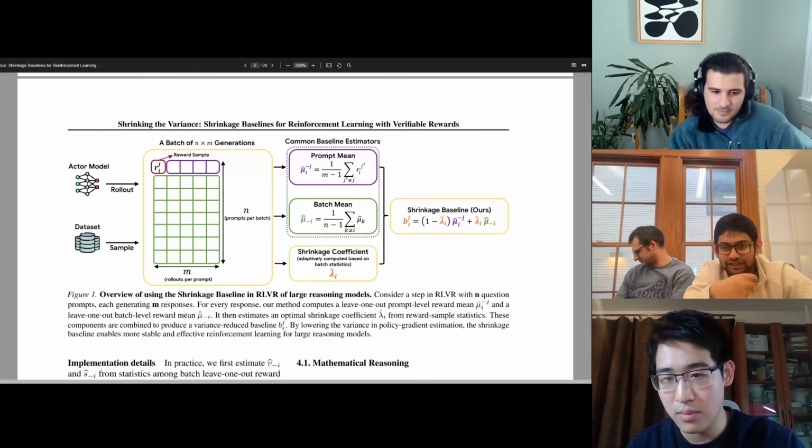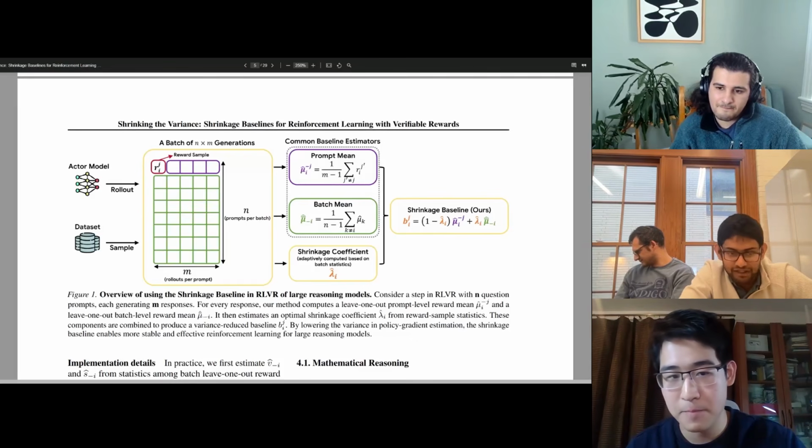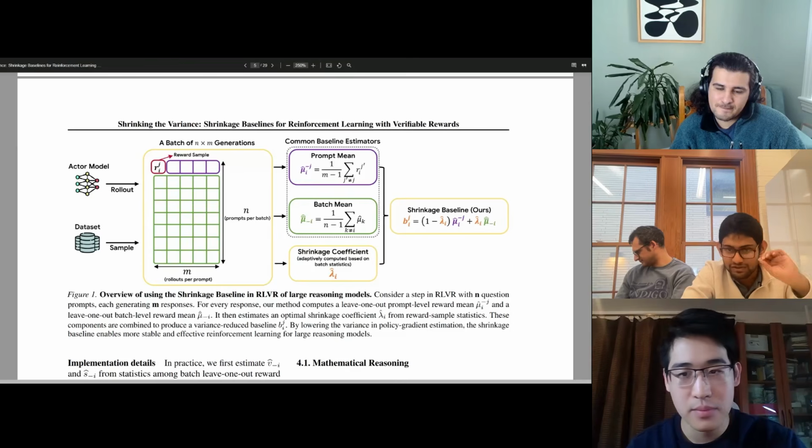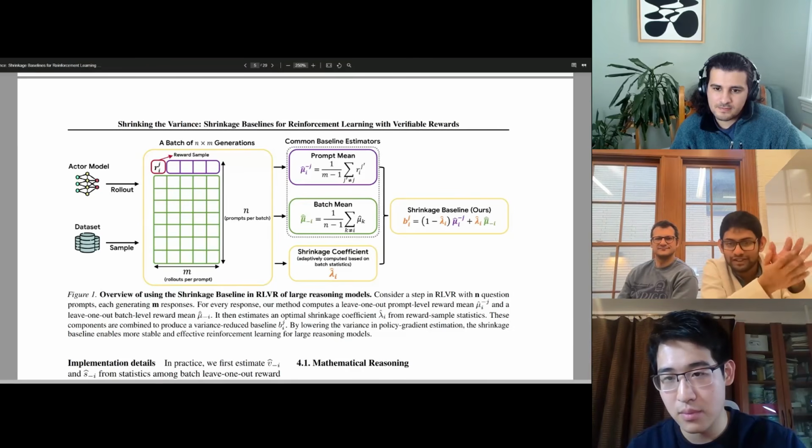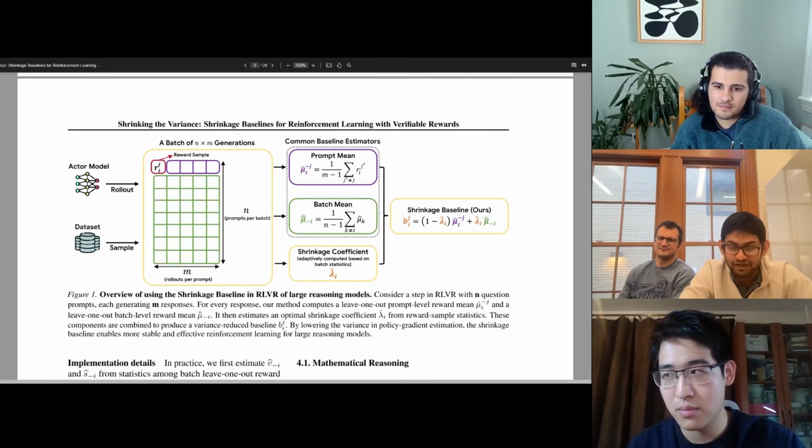It is also in short a similar idea: if you have a prompt that you can't solve at all, but the overall performance in the batch is greater than 0, that means you should actually negatively penalize those rollouts in some way. And you can calculate a baseline based on this batch-specific mean and the prompt-specific mean that theoretically gives you a lower variance in the gradient.